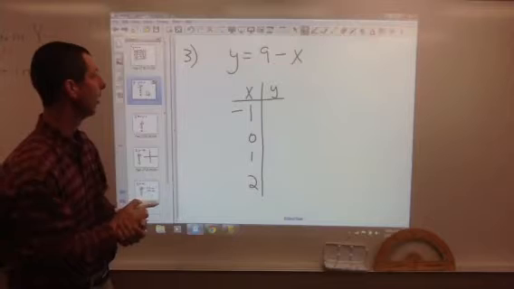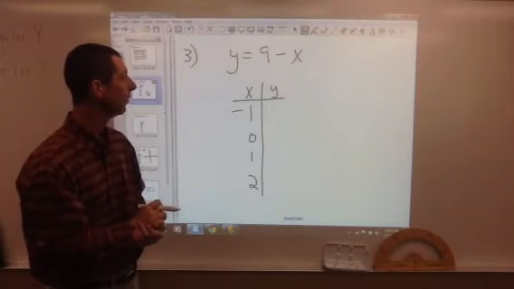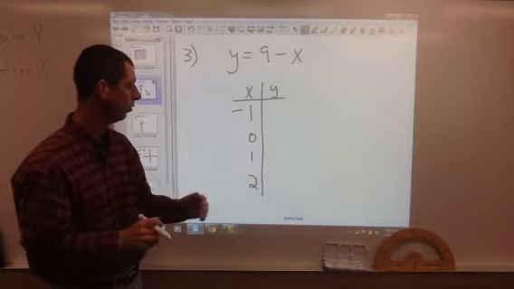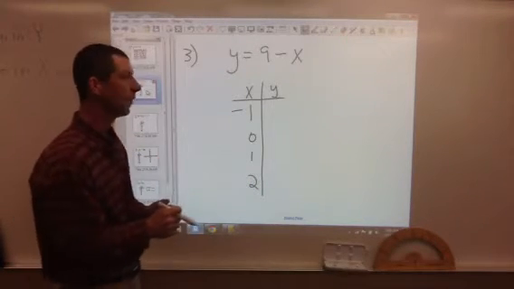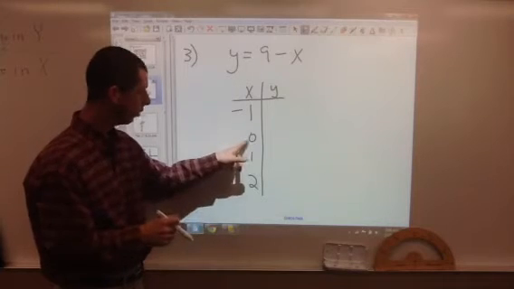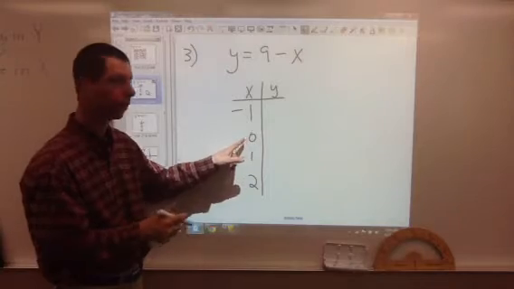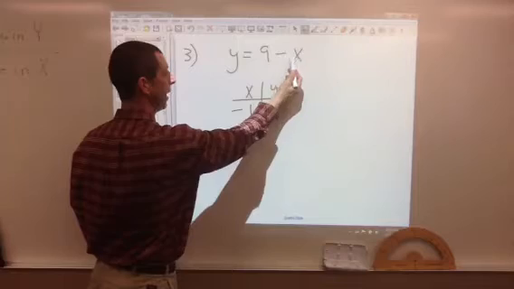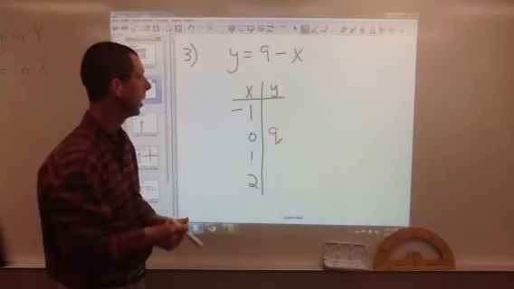Let's take a look at another one. This is number 3 off of this. Now what you can use or select is -1, 0, 1, and 2 for x. And you can set it up in a table just like this. So let's take these values and put them in. Now what I normally do, and we've talked about this before, is start with 0. It's the easiest one to work with. So take 0 and put it in for x. Okay, 9 minus 0 is going to be 9. Okay, so y would be 9.